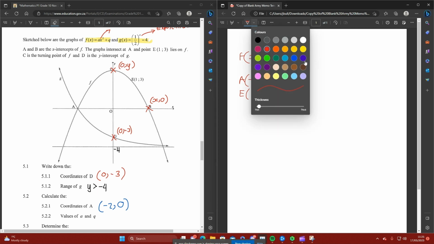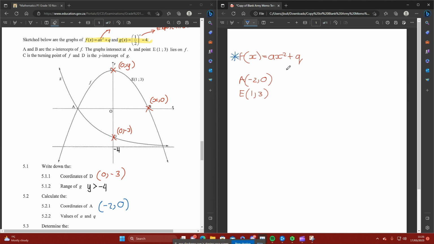What we're going to do is sub these points into this equation for f and see if we can find these A and Q. So it's almost a little bit like simultaneous equations. First of all, let's sub in point A. So f of x, that means y, is 0. So we're going to say 0 is equal to A, x is minus 2 squared, plus q.